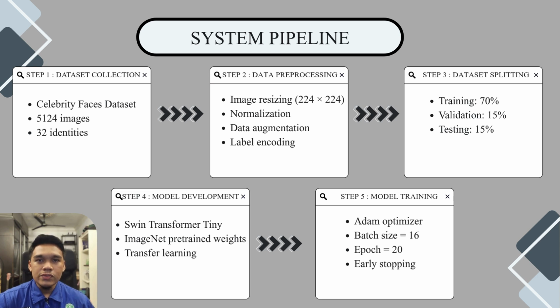Subsequently, the Swin transformer tiny model with ImageNet pre-trained weights was developed using transfer learning. Next, the model was trained using the Adam optimizer with a batch size of 16 and 20 epochs, while early stopping was employed to prevent overfitting.